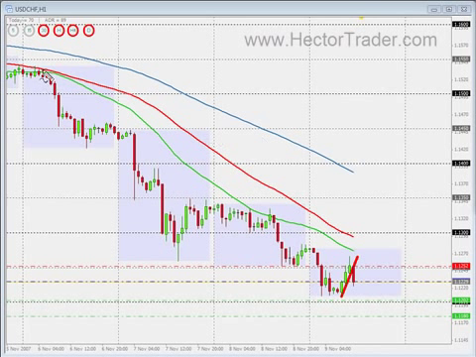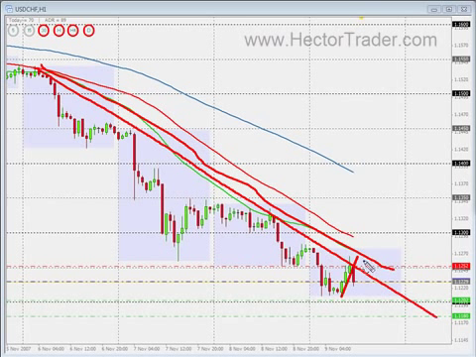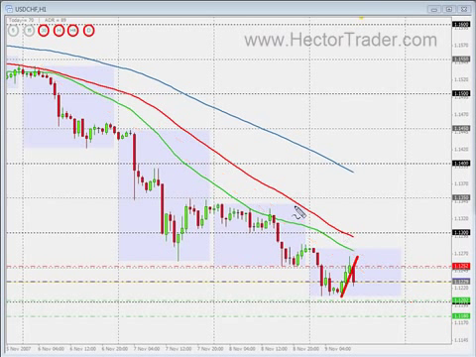Also, we have the dynamic area of resistance right there. We have a trend line coming in place at that level. We also have, of course, as usual, I always check the Fibonacci's. We also have the 38% Fibonacci there. So a few elements of resistance coming together around the same level, right above the 112.50.